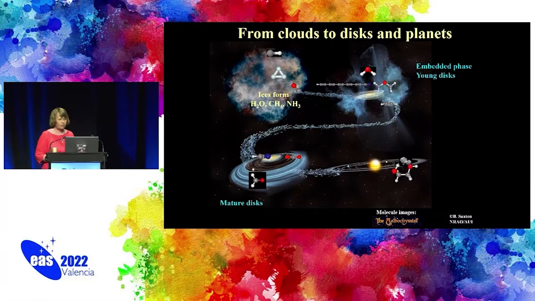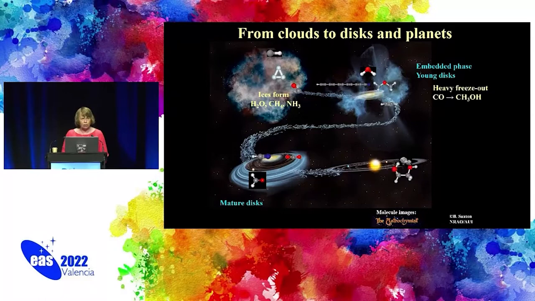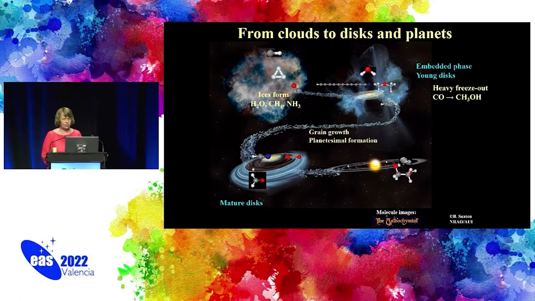And we now know that these ices start to form already in the diffuse translucent stage, and then become more and more complex when you get to the higher densities, when you have the heavy freeze-out of carbon monoxide on the grains that can be turned actually into methanol. And then all of this can eventually be incorporated into the planetesimals, the pebbles that are actually forming along these stages. And one thing that we have learned over the last few years is basically that this stage is happening already earlier and earlier in the embedded stage of star formation.